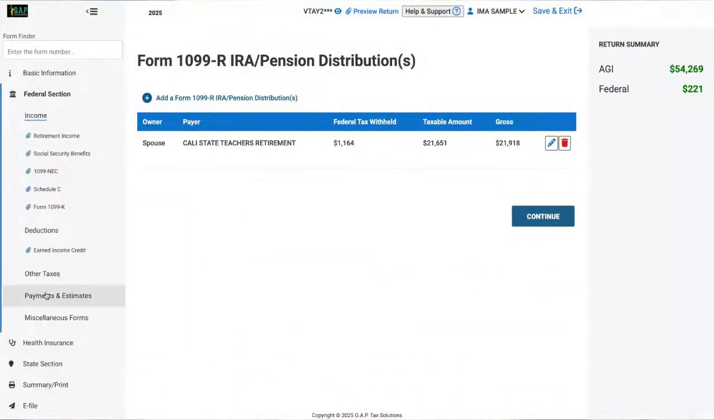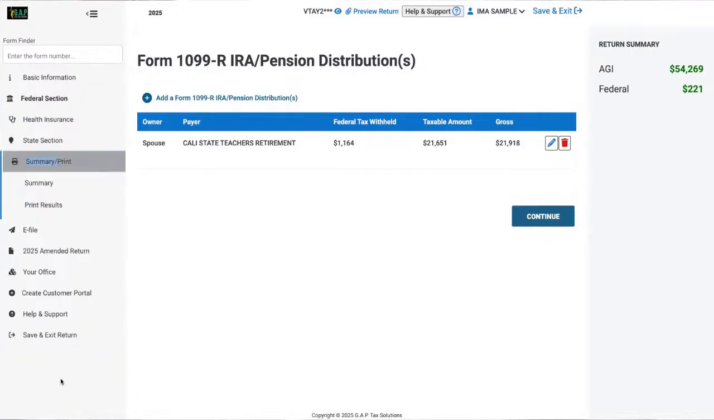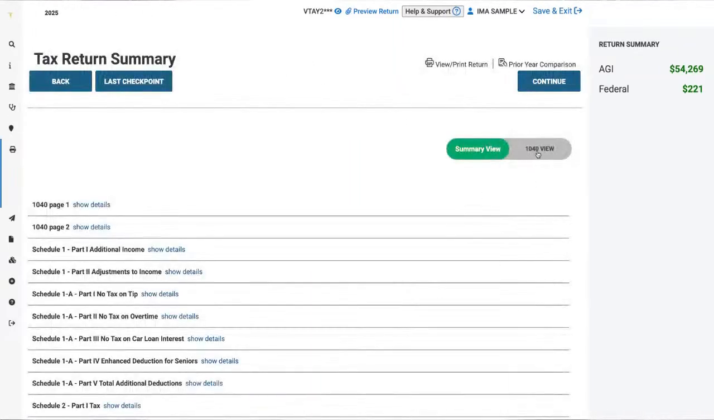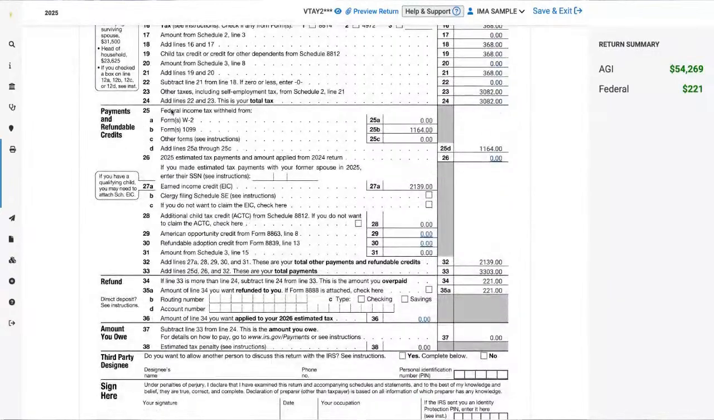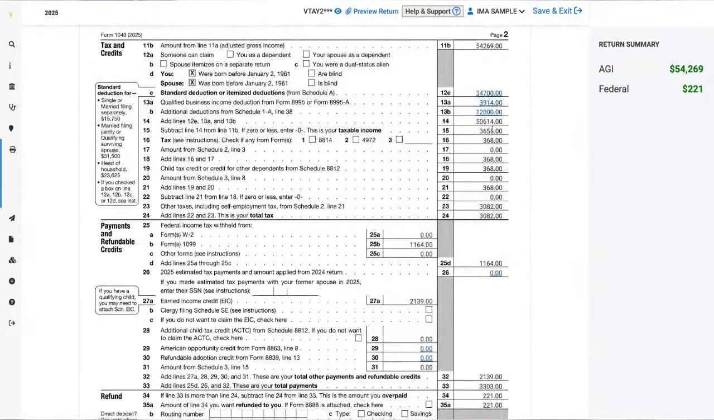Let's go to our summary print. Let's look at what our refund is composed of. Summary print, 1040 view, page 2, and our payout section. So instead of the 0 taxable income, we now have $3,655 of taxable income.